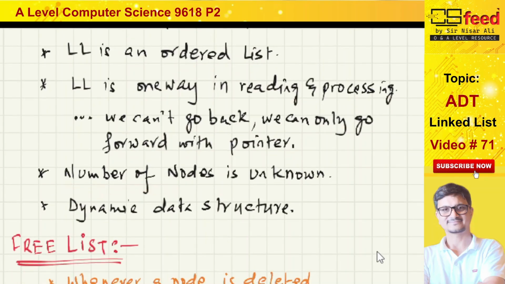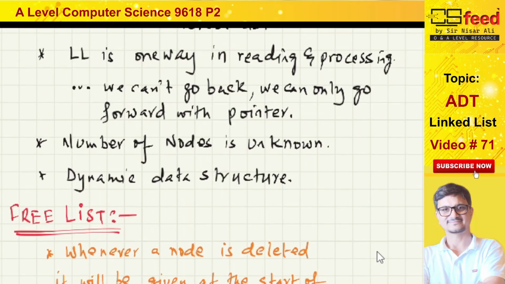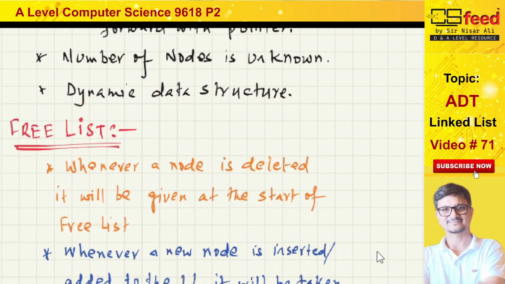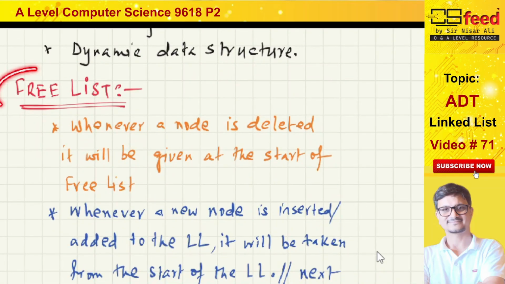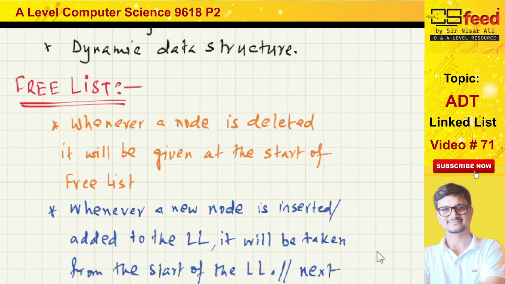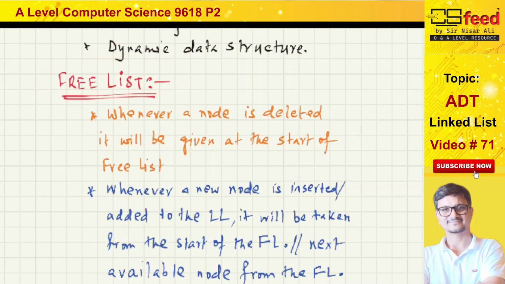The number of nodes in a linked list is initially unknown. That is why we call it a dynamic data structure. After that, in the linked list, we have another very important concept, and that is the free list. And what is that free list? Basically, it is an equivalent list available with the linked list.